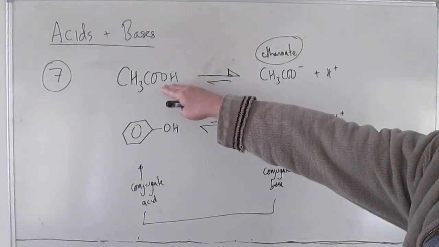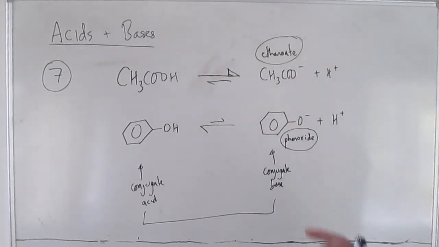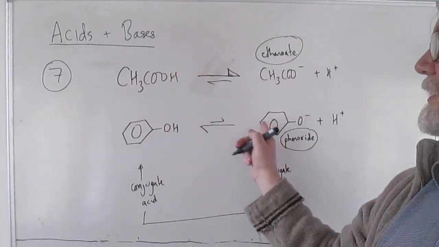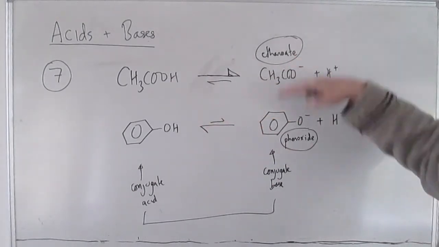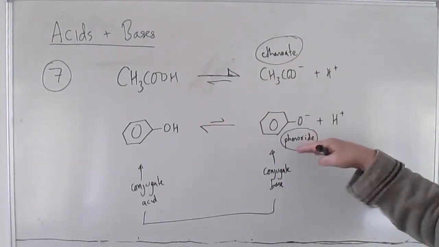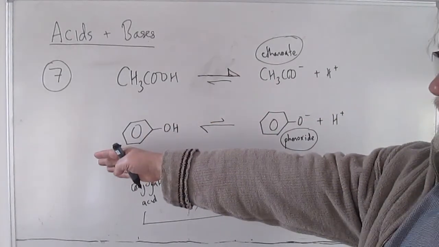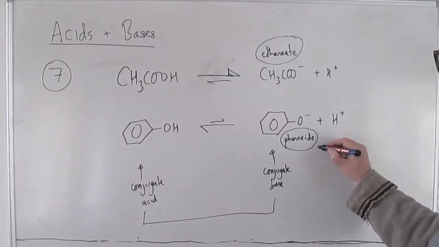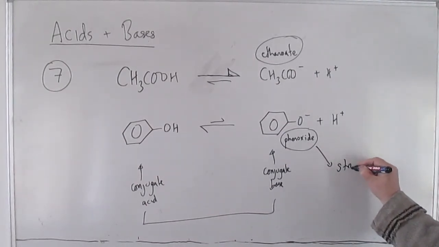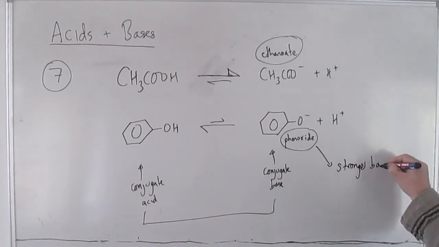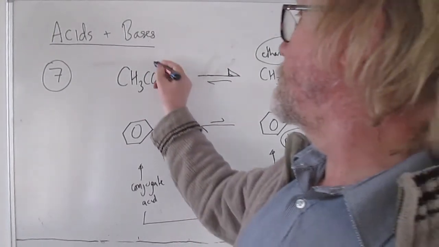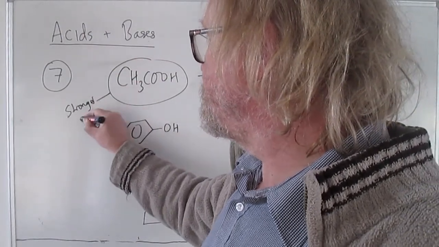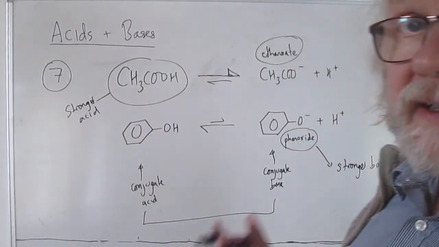So the fact that this equilibrium is further over to the right, you can either think of as ethanoic acid being better than phenol at giving up a proton, or you can think of it from the context of the base and say phenoxide is better at picking up a proton, so pushes the equilibrium that way, better than ethanoate does. So phenoxide is the stronger base in comparison to ethanoate, in the same way that ethanoic acid is the stronger acid. It's just two different perspectives on really saying the same thing.